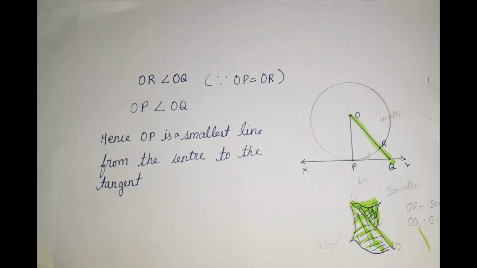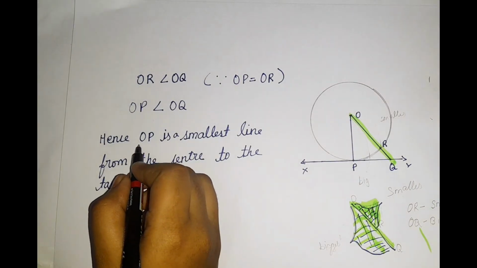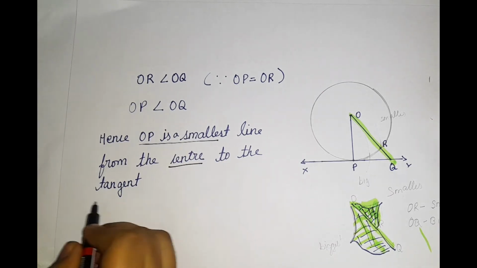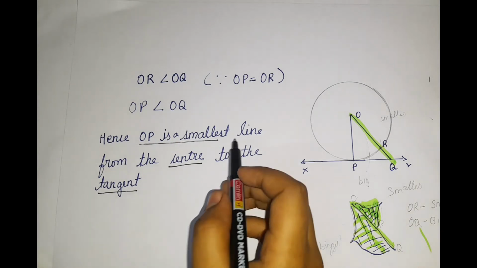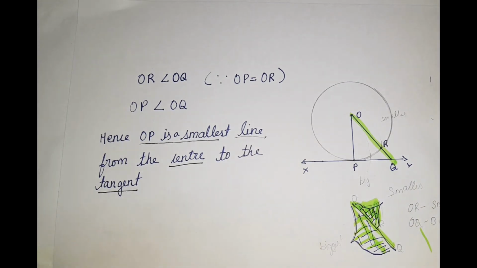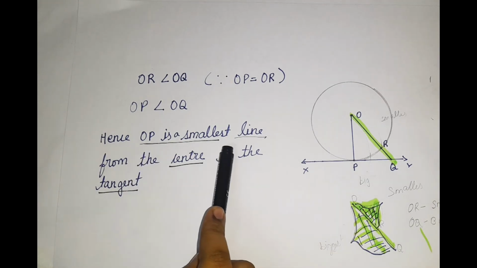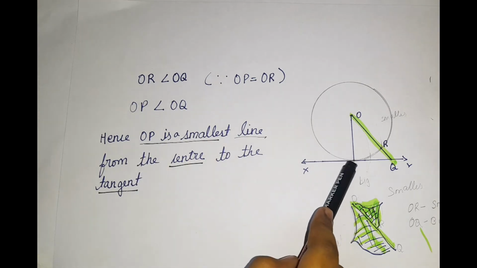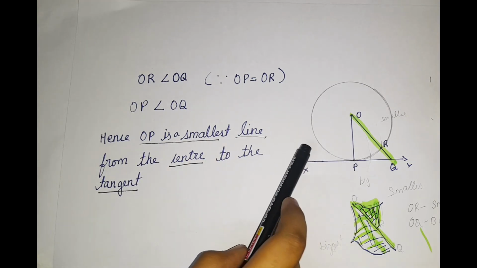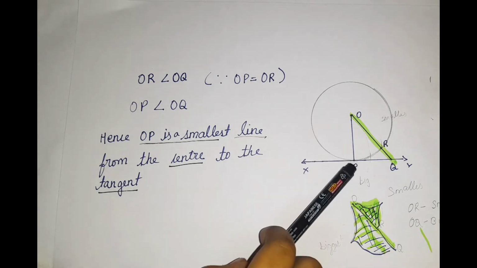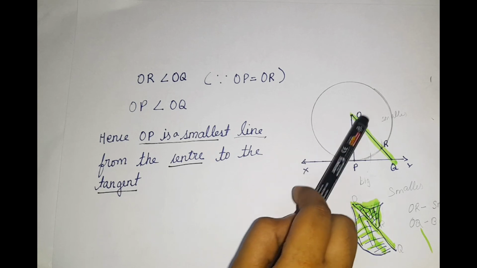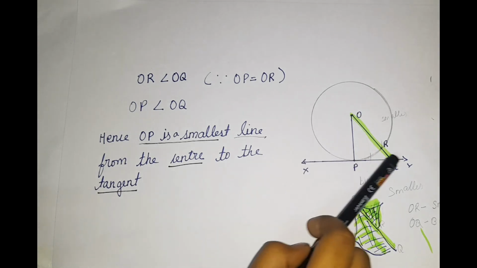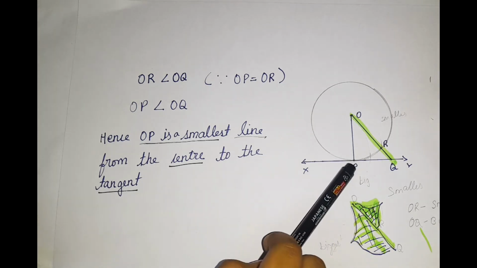Here, OP is the smallest line. It is important: center is important, tangent is important. These are the main words, and you are supposed to use these. Line is also important, so almost everything is important. Hence OP is the smallest line. I just concluded it and told you the reason. Since it is the smallest line, from the center, this is the center, that is O, to the tangent, that is XY, OP is the smallest line.